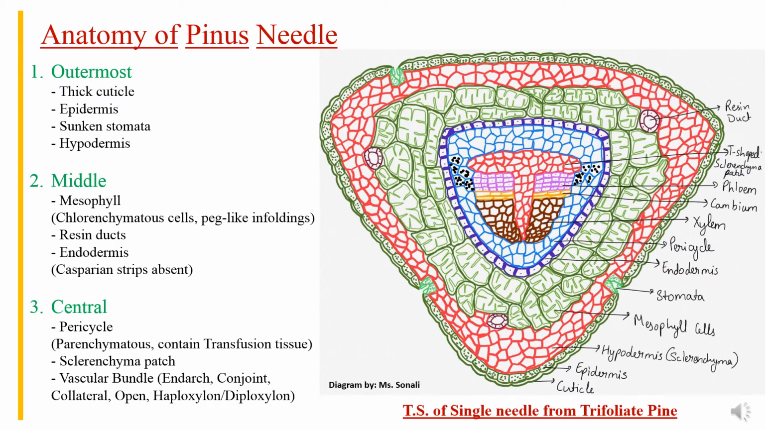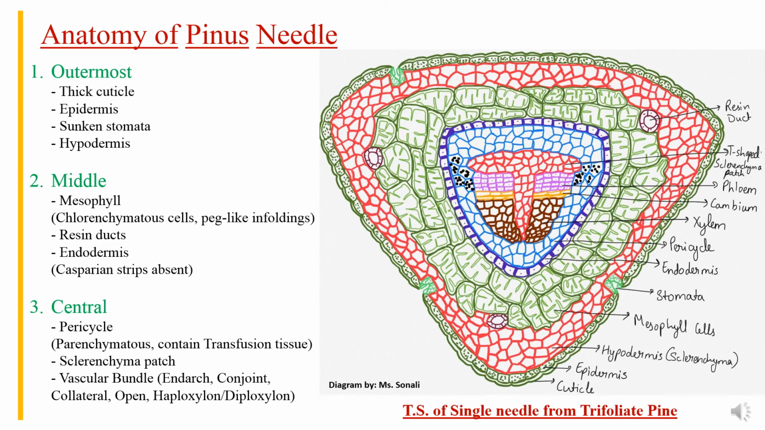Sunken stomata are present. The layer just beneath the epidermis is hypodermis. It is 2 to 3 layered sclerenchyma cells. All these features are xerophytic, which prevent water loss and protect the plant or leaf from harsh conditions like winters and high temperature and sunlight, etc. Next is the middle region. Large chlorenchymatous cells form the major part of the region, also known as mesophyll.